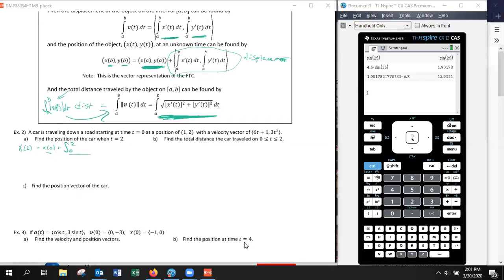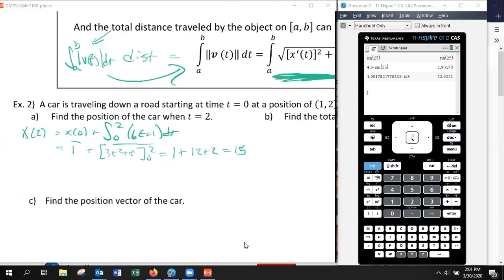And the horizontal is 6t plus 1 dt. And I should be able to do this one by hand. So x of 0 is 1. And then the integral of that is going to be 3t squared plus t, going from 0 to 2, which gives us 1 plus 12 plus 2, which gives us 15. And I'm going to zoom in here.